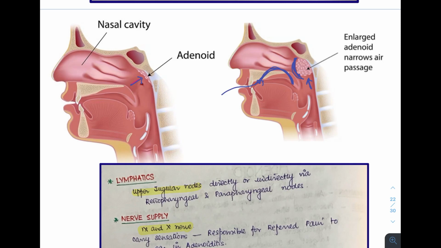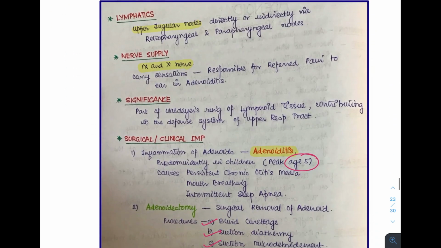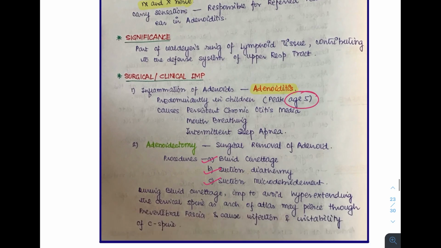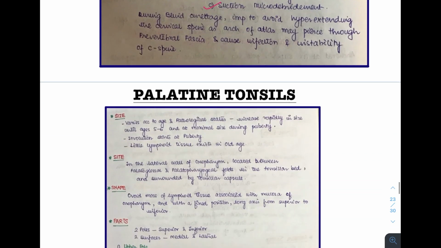There are various procedures you can follow to go through with it. The most common one is by blind curettage. Now, next we'll move on to the palatine tonsils.